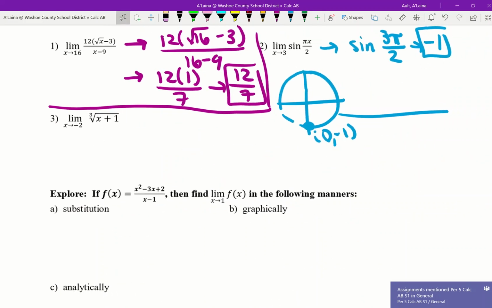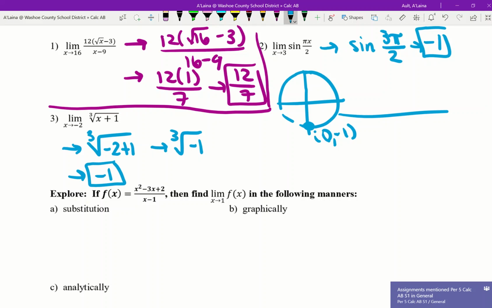Number 3, I'm going to replace x with negative 2, substitute in negative 2 for x, and so I have the cube root of negative 1, which simplifies to negative 1. You do need to simplify all radical expressions as you go throughout calculus.